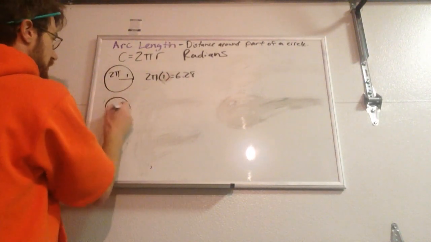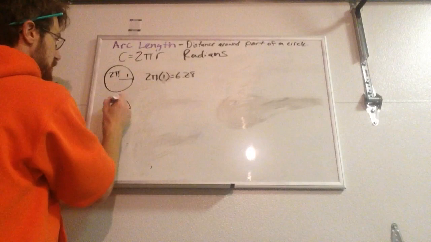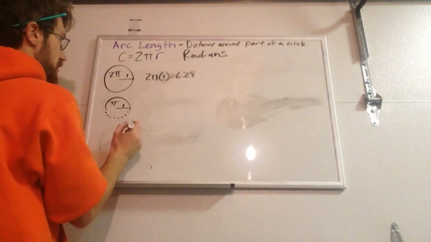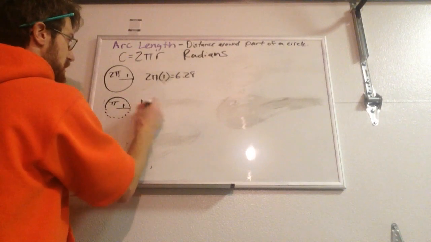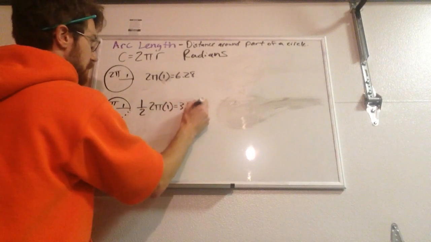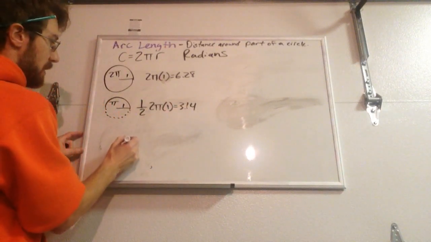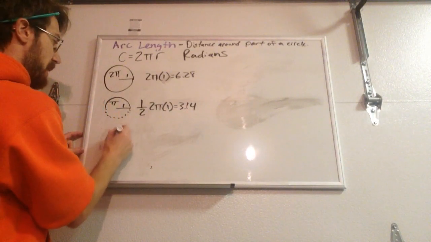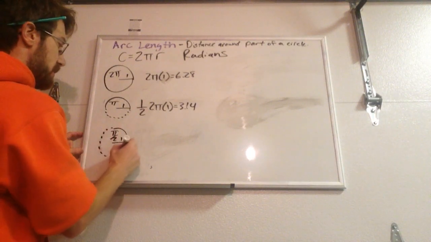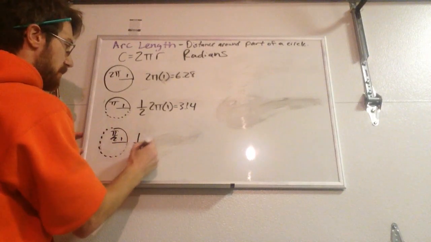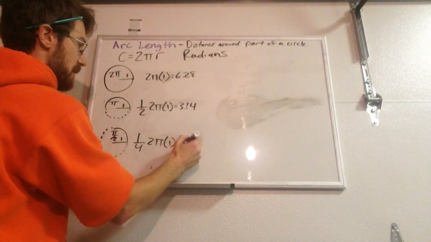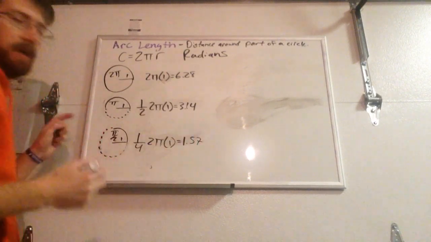Our half circle is now radius 1. Pi radians makes half of a circle, and that ends up still being 1/2 times 2 pi times the radius, 3.14. A fourth of the way around is now pi over 2 radians, still radius 1, and we still have 1/4 times 2 pi times our radius 1, which is still about 1.57, okay?